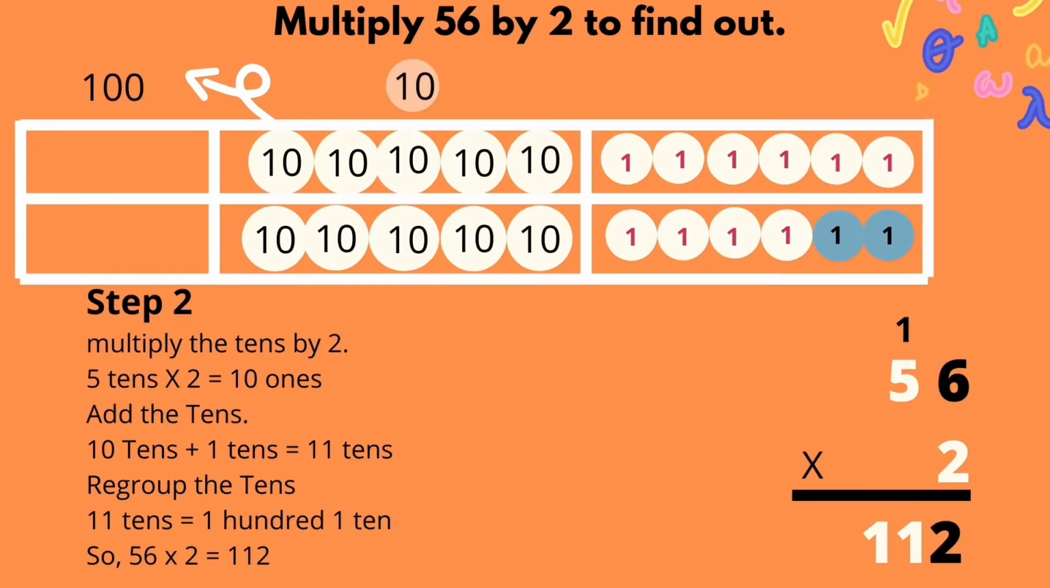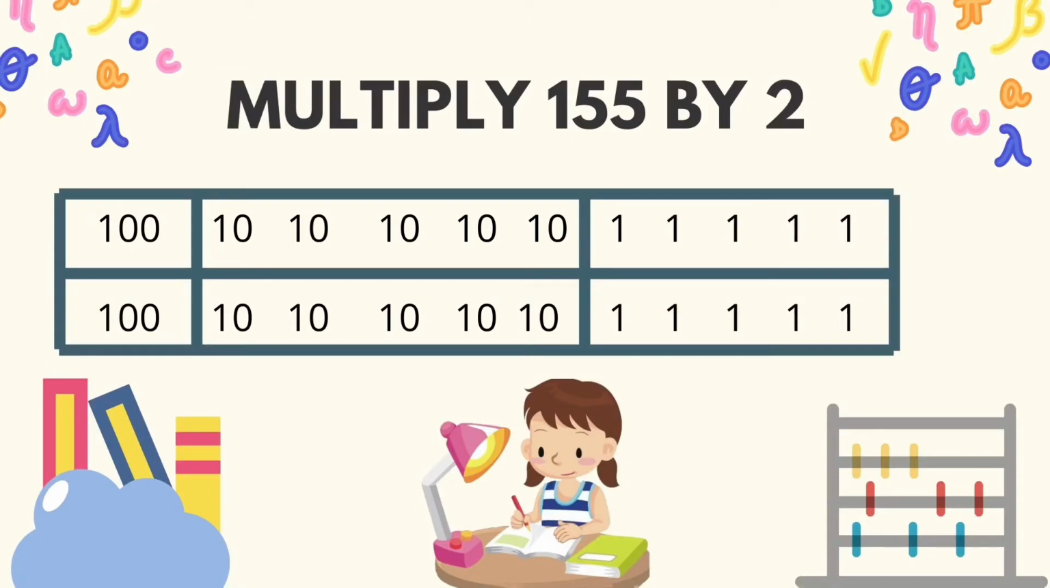Next step 2, multiply the tens by 2. 5 tens times 2 is 10 tens. Add the tens. 10 tens plus 1 ten is 11 tens. Regroup the tens. 11 tens is 1 hundred 1 ten. So 56 times 2 is 112. Next question is multiply 155 by 2.